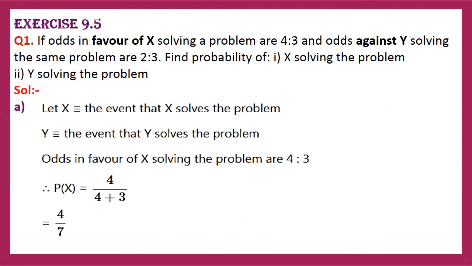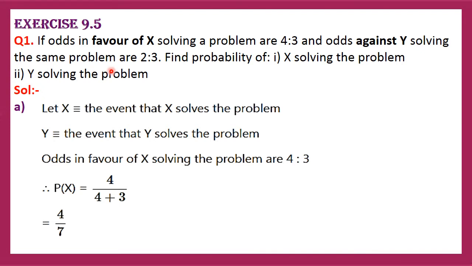We will solve the sums of exercise 9.5. Question number 1. If odds in favor of X are 4:3. That is, this is P of A is to P of A complement, like that. Here it is given the event X, so P of X is to P of X complement or X dash, as A is to B form, that is 4:3. And odds against Y. Against Y, we will write P of Y dash first, then P of Y. P of Y dash is to P of Y. That is what odds against Y.